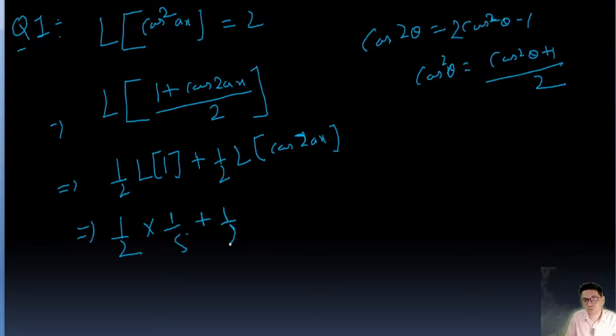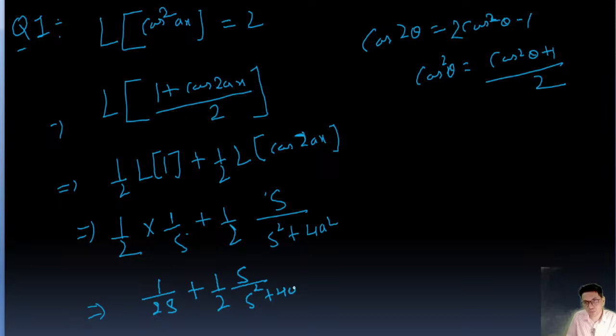Plus 1 upon 2 Laplace transform of cos 2ax is going to be, cos means s upon s square plus 2a whole square, which means 4a square. That implies 1 by 2s plus s upon 2 into s square plus 4a square. Okay, this is the answer, guys.